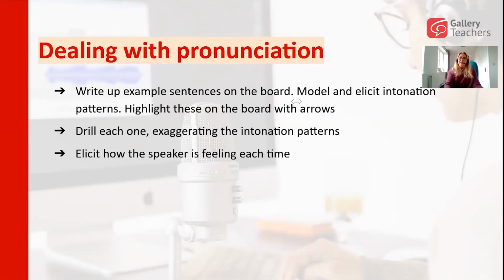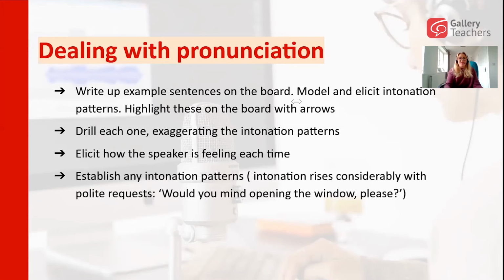Also, intonation. When you're dealing with intonation at this stage, I would say it's quite important to exaggerate whenever possible. Okay, well, it is possible at this stage. Exaggerate.